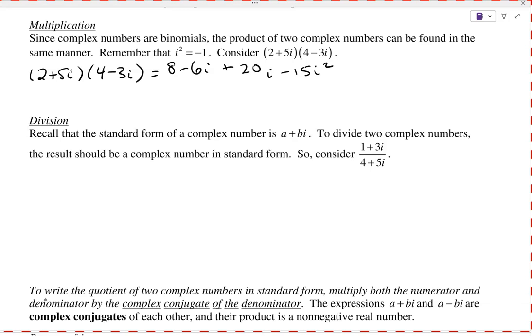We would distribute it. We would FOIL it, right? 2 times the 4 gives us an 8. 2 times the negative 3i gives you negative 6i. 5i times 4 gives you the 20i. 5i times negative 3i would give you negative 15i squared. It's literally what we've done before, isn't it? We just have the letter i instead of the letter x. But it's literally the same idea. So now let's see what we do when we simplify it.